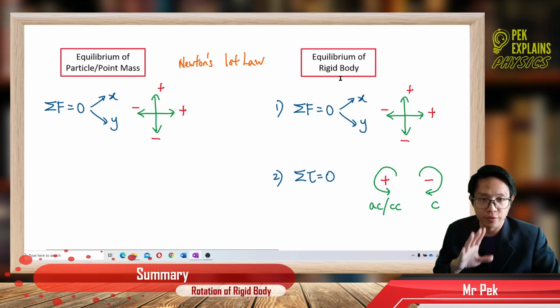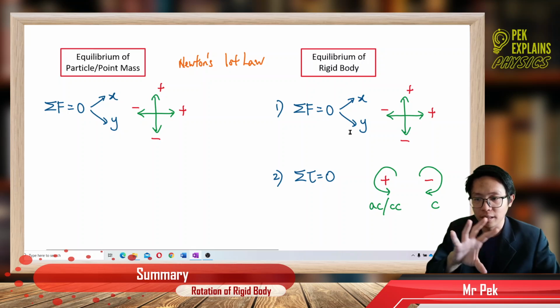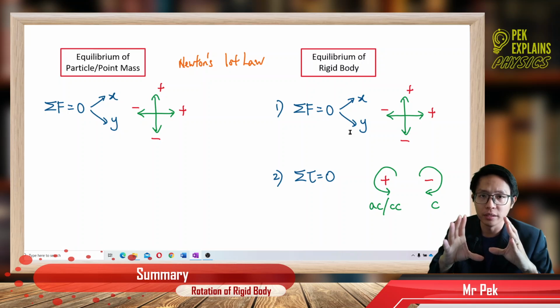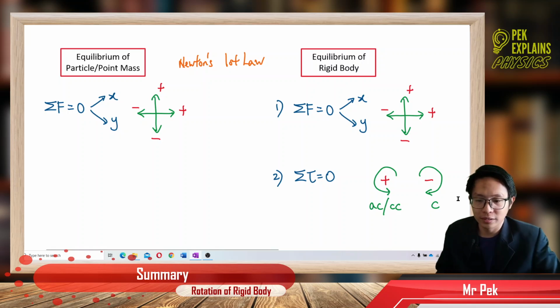Now, for a rigid body, we're not just talking about the object moving to the left or right, upward, downward. We also visualize that the object, the rigid body, can rotate, clockwise or anti-clockwise. So, for a rigid body to be in equilibrium, the total torque must also be equal to 0. Total torque equal to 0.